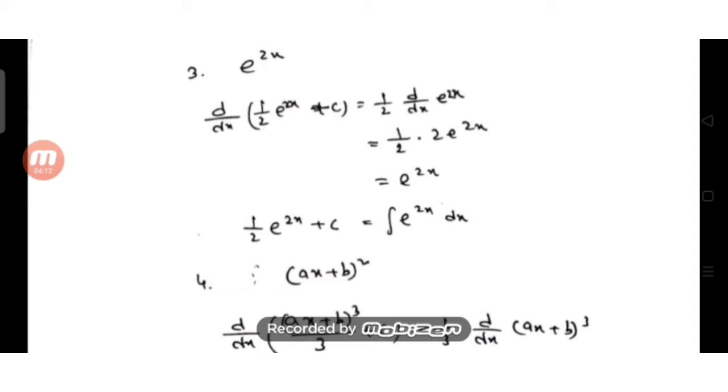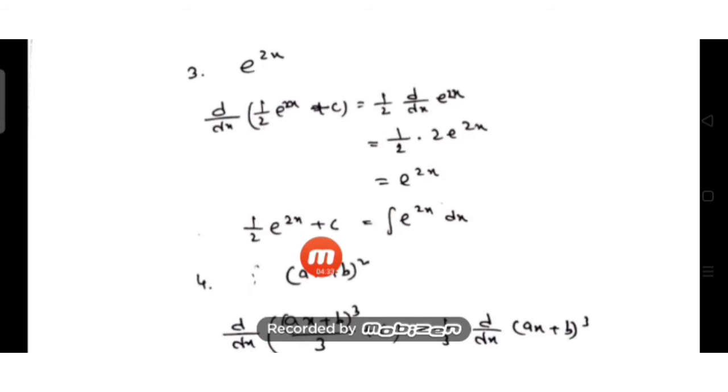So plus c will always come, and we know the derivative of a constant is 0, right? So plus c will not affect your answer. So minus half will come out, d/dx of e to the power twice x plus d/dx of c, which is a constant, 0. And whose derivative will be: half remains as it is, 2 will come out, and d/dx of e to the power twice x, so e to the power twice x will be there.